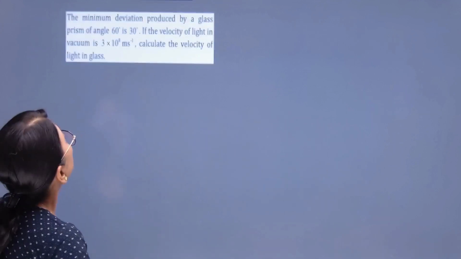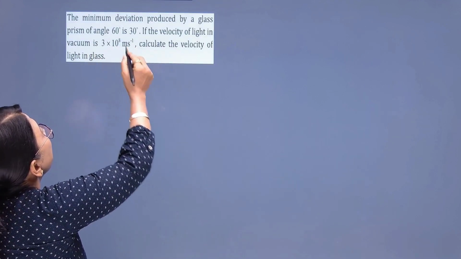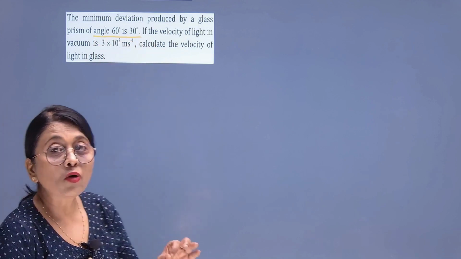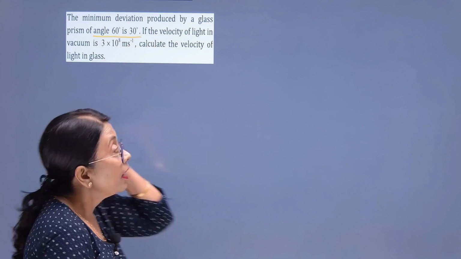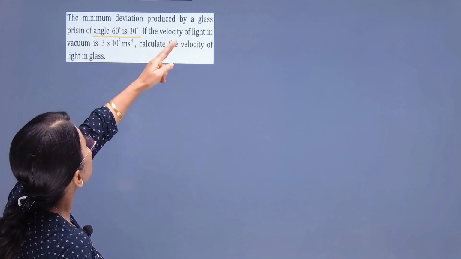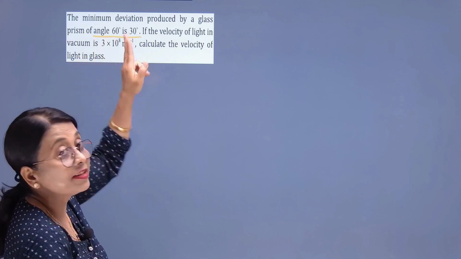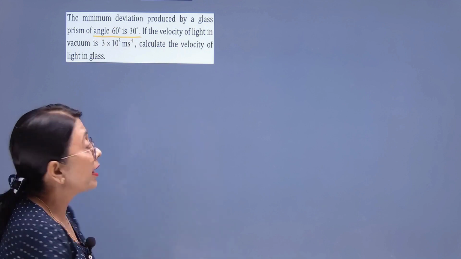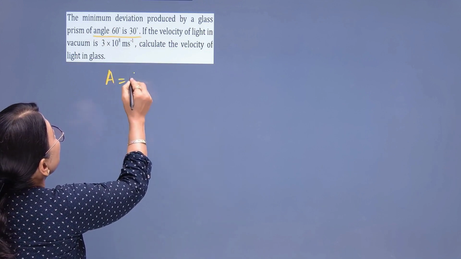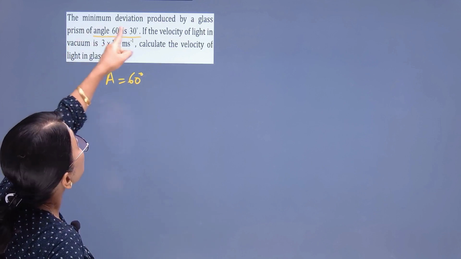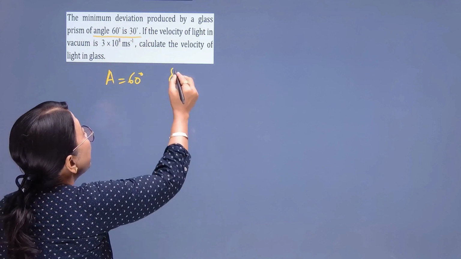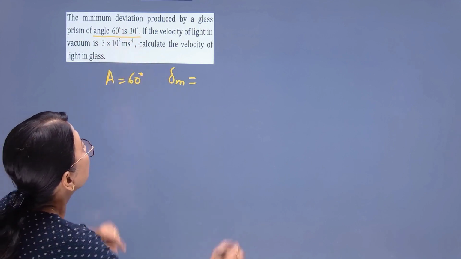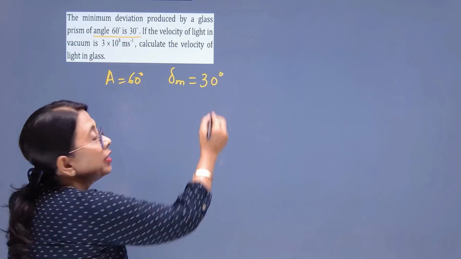Next question is what? The minimum deviation produced by a glass prism of angle 60 degrees is 30 degrees. लैंग्वेज में हमेशा ध्यान दो बच्चों, बहुत इंपॉर्टेंट है. आपको ये बोला है कि minimum deviation produced by a glass prism of angle 60 degree. मतलब ये जो 60 डिग्री रिफ्रैक्टिंग एंगल है. So A is 60 degree, और दिया कौन सी चीज है? Minimum deviation दिया है. That means delta m is given to you as how much? 30 डिग्री. जो delta m है minimum deviation, that is your 30 डिग्री.